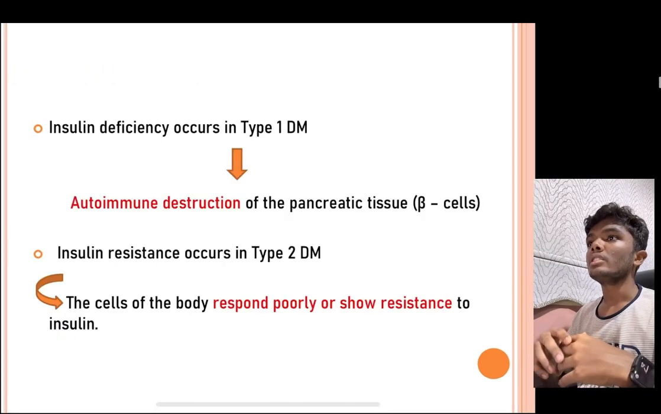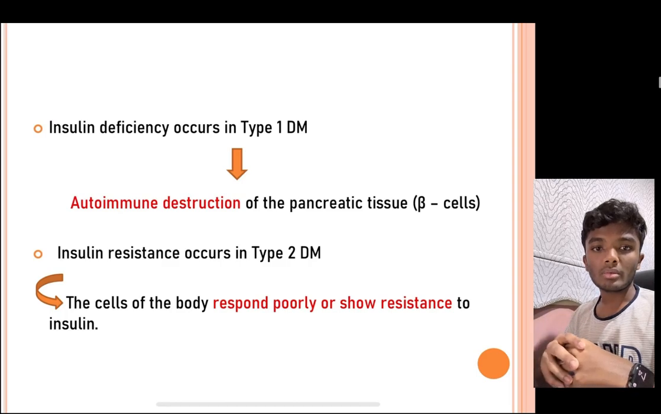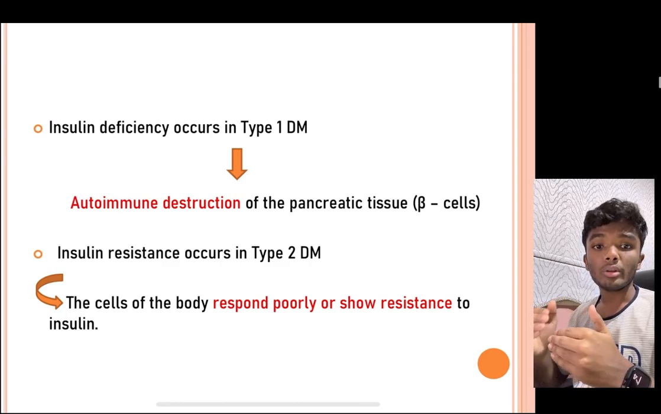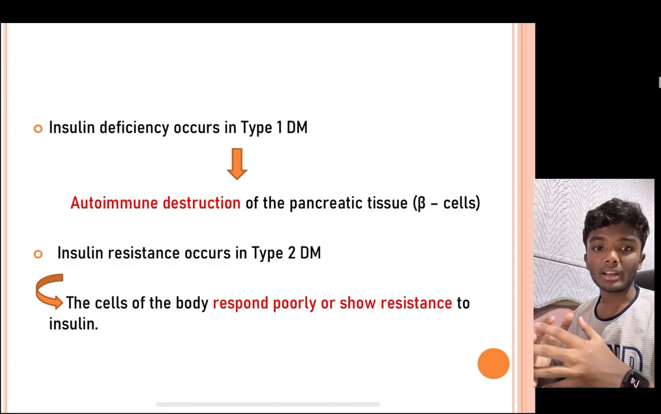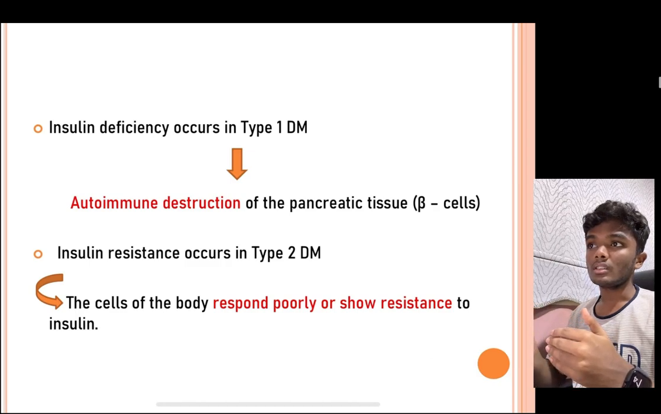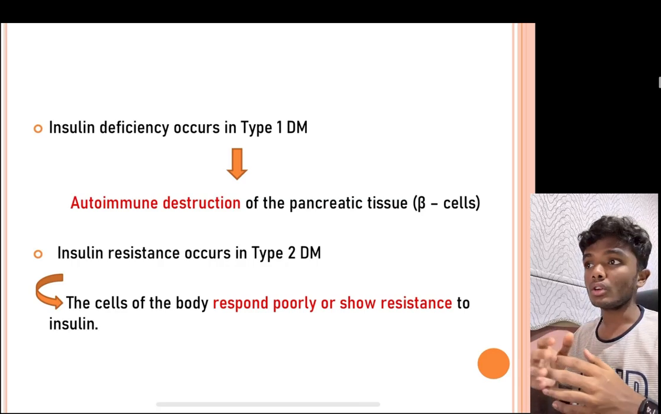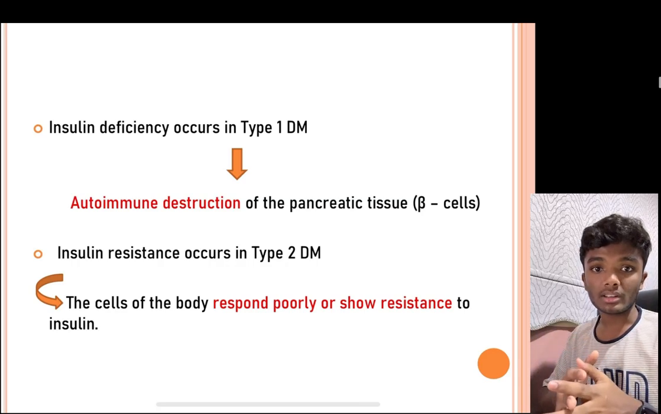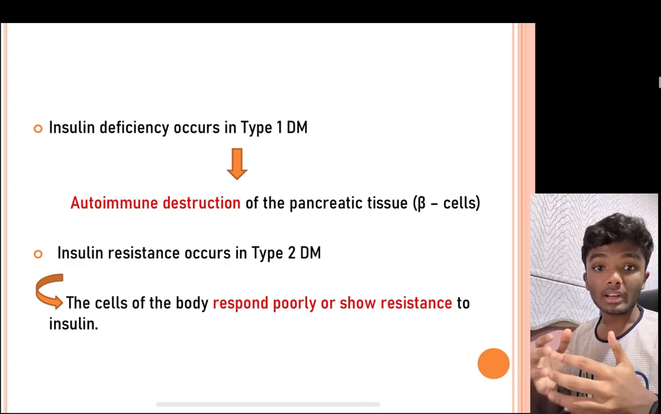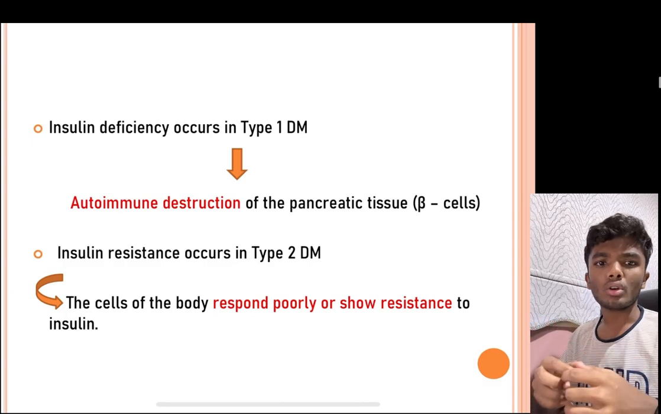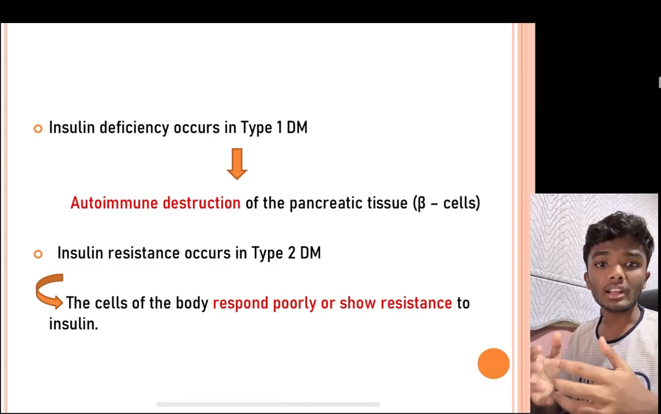Why is there an insulin deficiency in the body? In type 1 diabetes mellitus or insulin dependent diabetes mellitus, there occurs an autoimmune destruction of the beta cells of pancreas. These beta cells produce insulin. So when these are destroyed, the amount of insulin produced reduces drastically. Whereas in type 2 diabetes mellitus or non-insulin dependent diabetes mellitus, there is insulin produced by the beta cells of pancreas, but the cells of the body show a resistance or respond poorly to the circulating insulin levels.